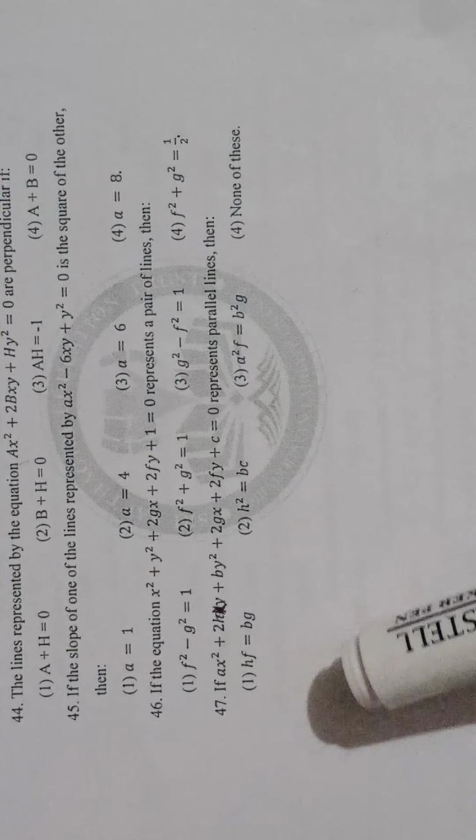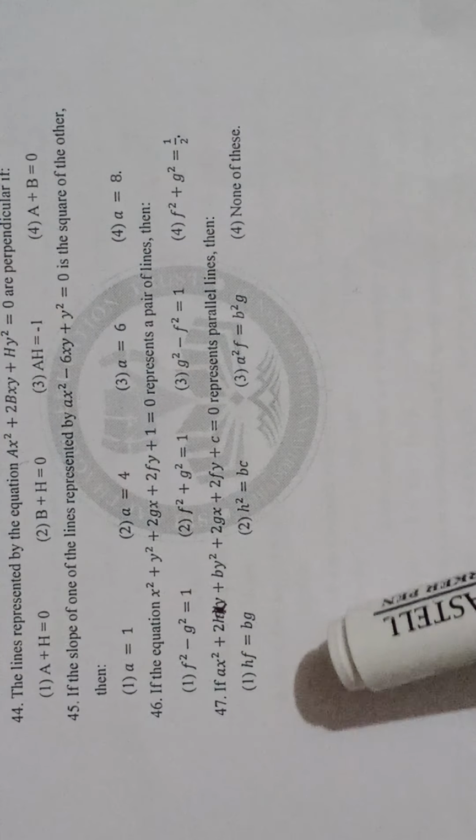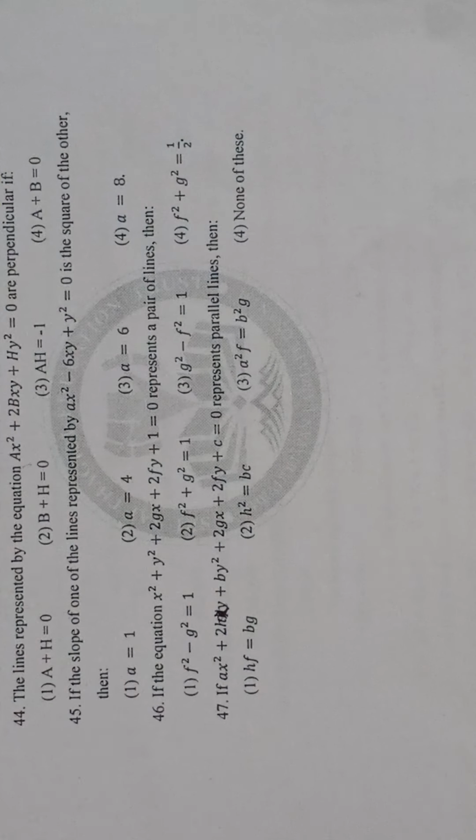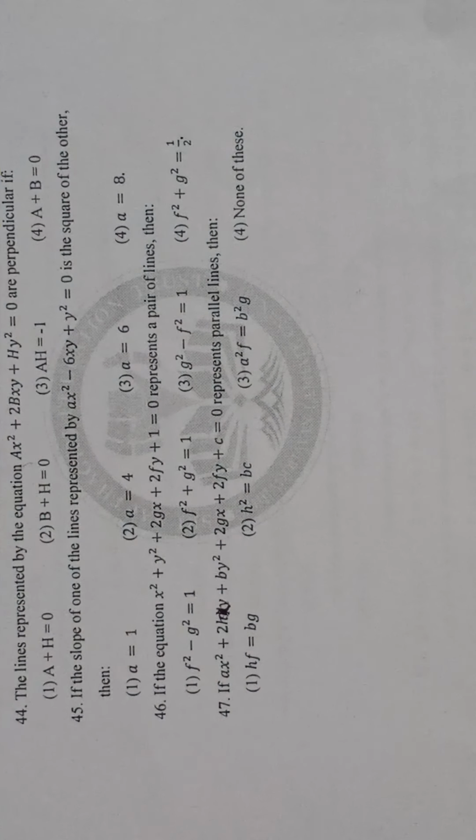So ax square plus 2hxy plus by square plus 2gx plus 2fy plus c equal to 0 represents the pair of parallel lines if hf is equal to bg. So this is the required answer. You should remember this, okay, as a standard result.